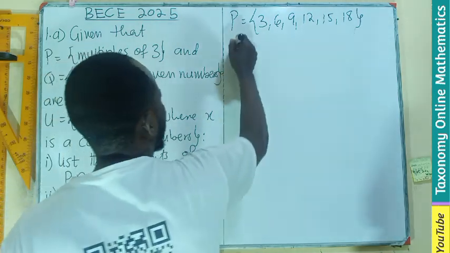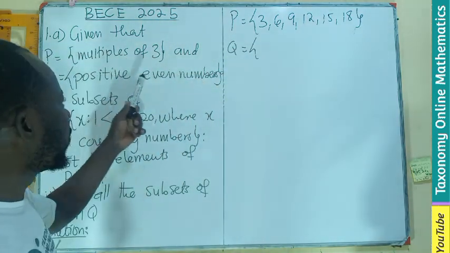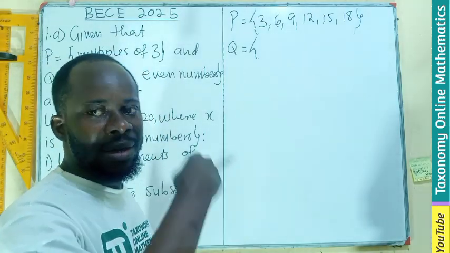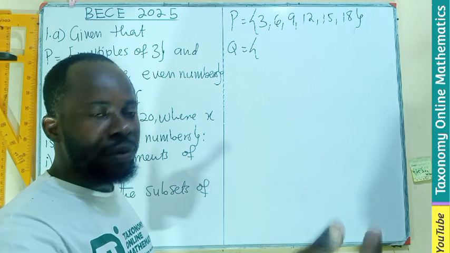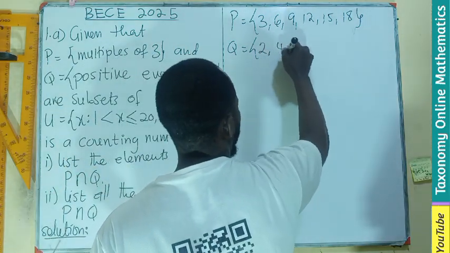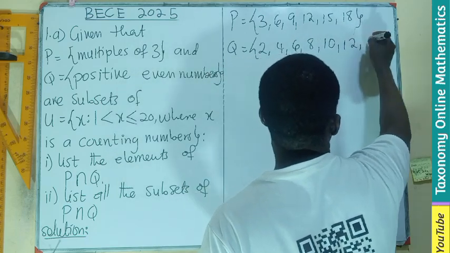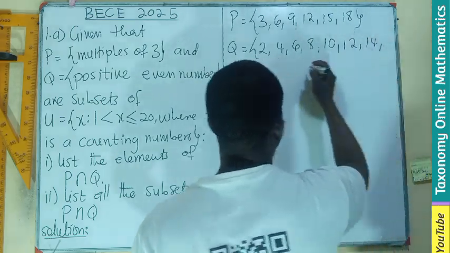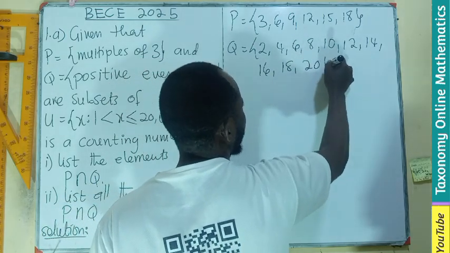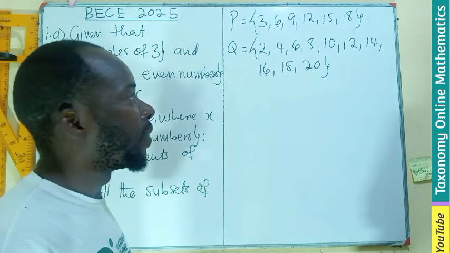Then we go for the set Q, which is also positive even numbers, which still has to end at 20, not beyond 20. So the even numbers 2, 4, 6, 8, 10, 12, 14, 16, and 20. That is numbers that are divisible by 2 without a remainder.